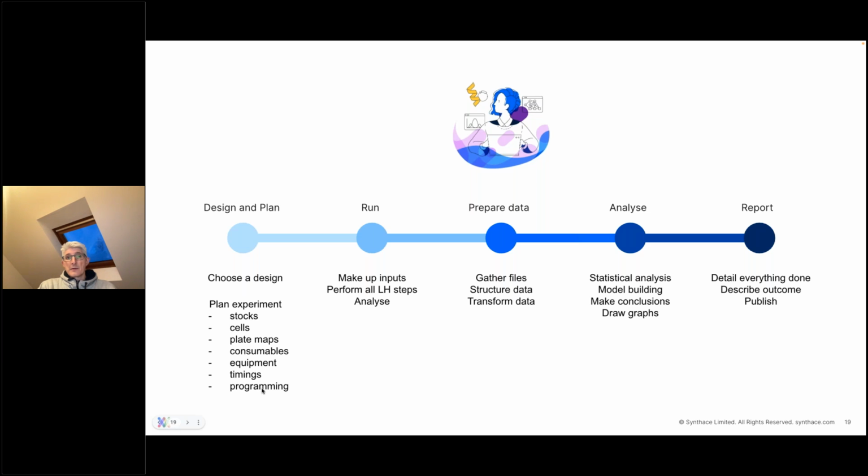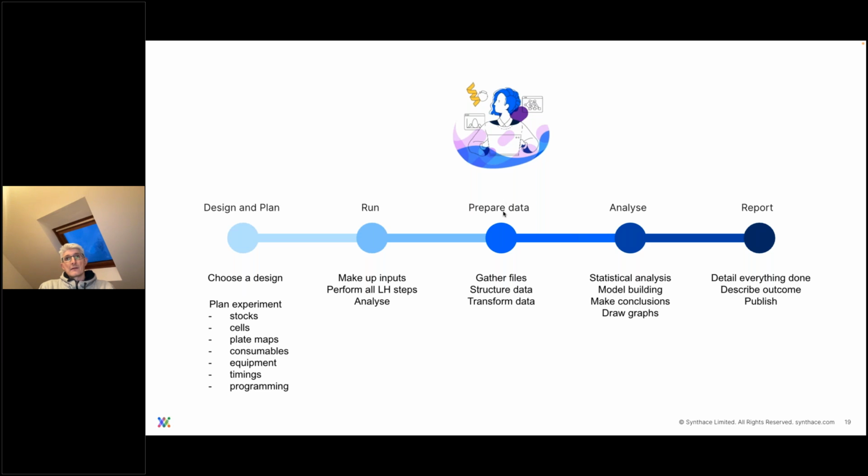And then if we're going to use automation, then we're going to have to program that automation in order to carry out these highly complex experiments. And then when it comes to running the process, then we need to make up all the inputs, so make up all our stock solutions and that kind of thing. We need to perform all the liquid handling steps and then make sure that it's actually run as it should have done.